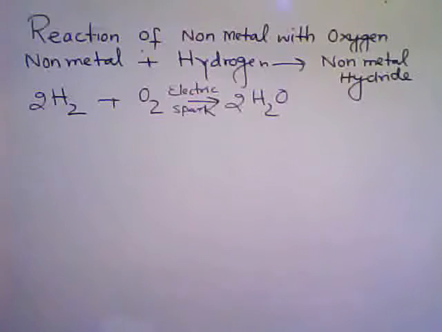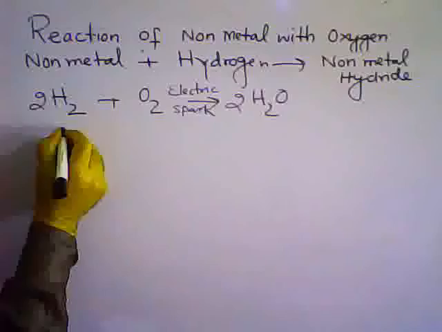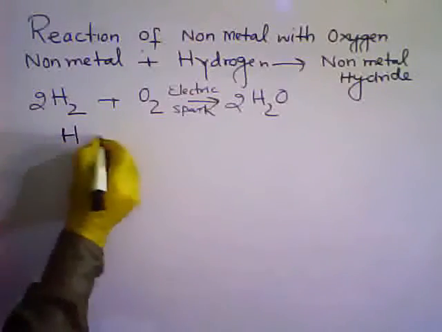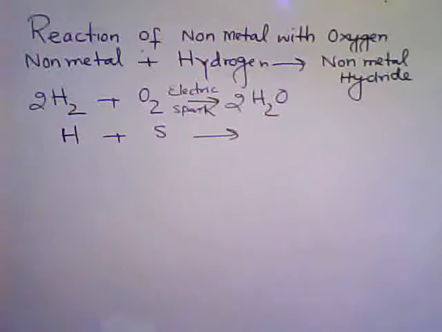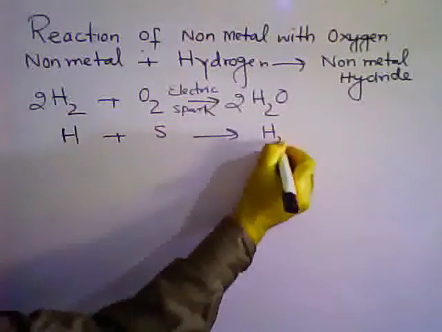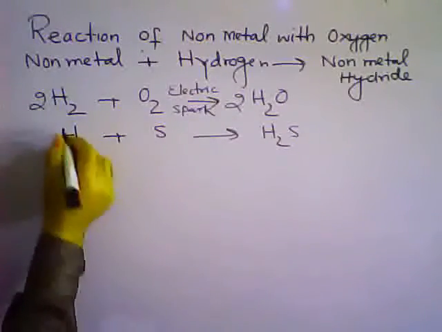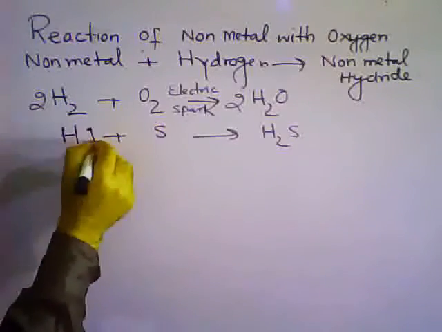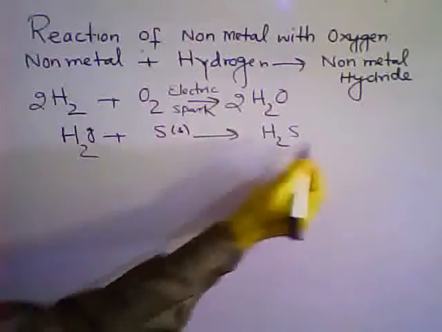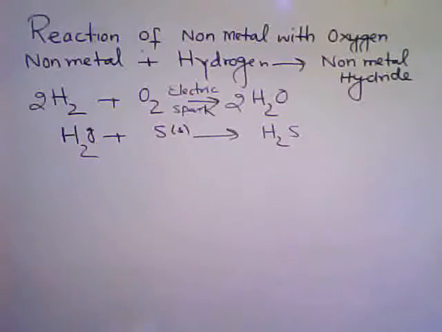Hydrogen can readily react with sulfur without any condition. So we'll write the reaction. Hydrogen reacts with sulfur, forming hydrogen sulfide, H2S. Balancing it, hydrogen is a gas, sulfur is solid, and the product hydrogen sulfide is a gas.